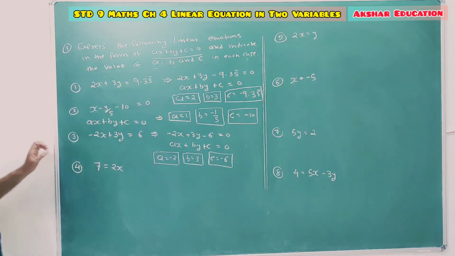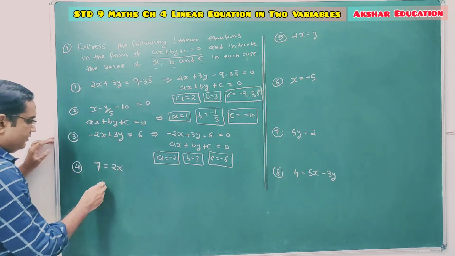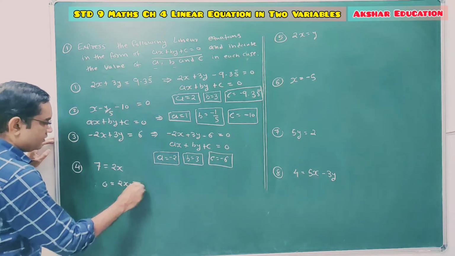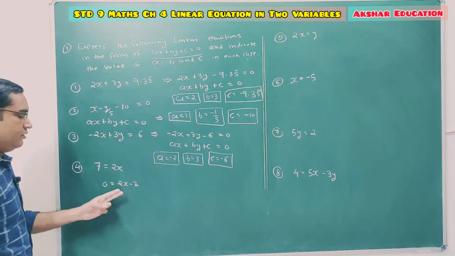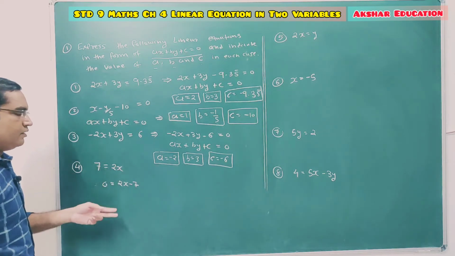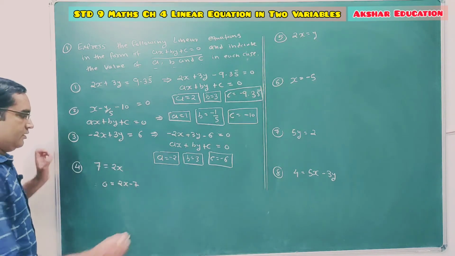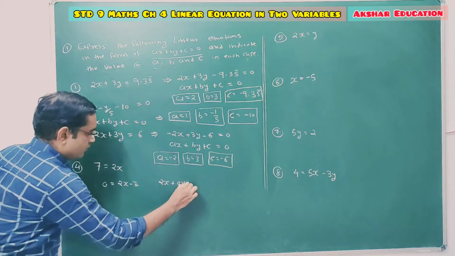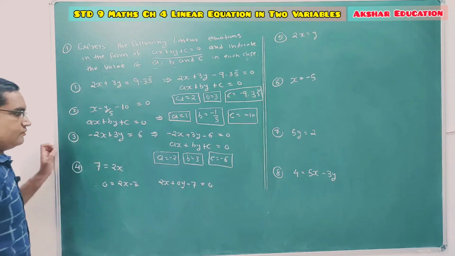Now here it's 7 equal to 2x. Only one variable is there, so we take this 7 to the right hand side, and this equation is converted into 0 equal to 2x minus 7. Here we can see that our variable y is absent. Whenever one variable is absent, we have to represent that variable with 0 coefficient. So it is nothing but 2x plus 0y minus 7 equal to 0. This is the standard form.